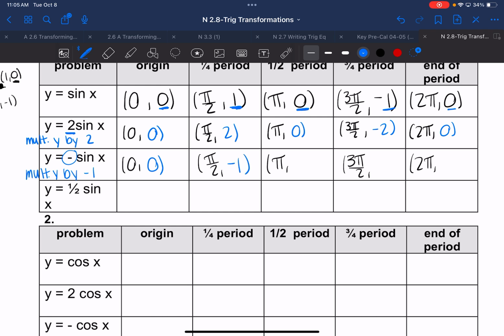Again, I go back to the original 0. 0 times anything is still 0. This one was negative 1. Negative 1 times negative 1 is positive 1. And then lastly, this one would stay 0. Okay, and then the last one, they have a 1/2 out in front.